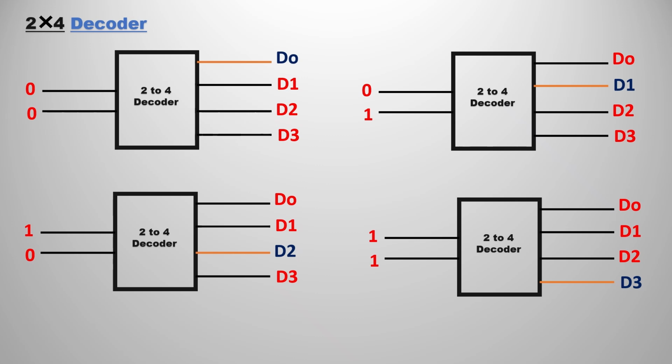If you observe, in the first one I am sending 0, 0. Then the D0 line is selected as the output. If you observe 0, 1 being sent, then the D1 line is selected. With 1, 0 the D2 line is selected, and with 1, 1 the D3 line is selected. That is the last line.